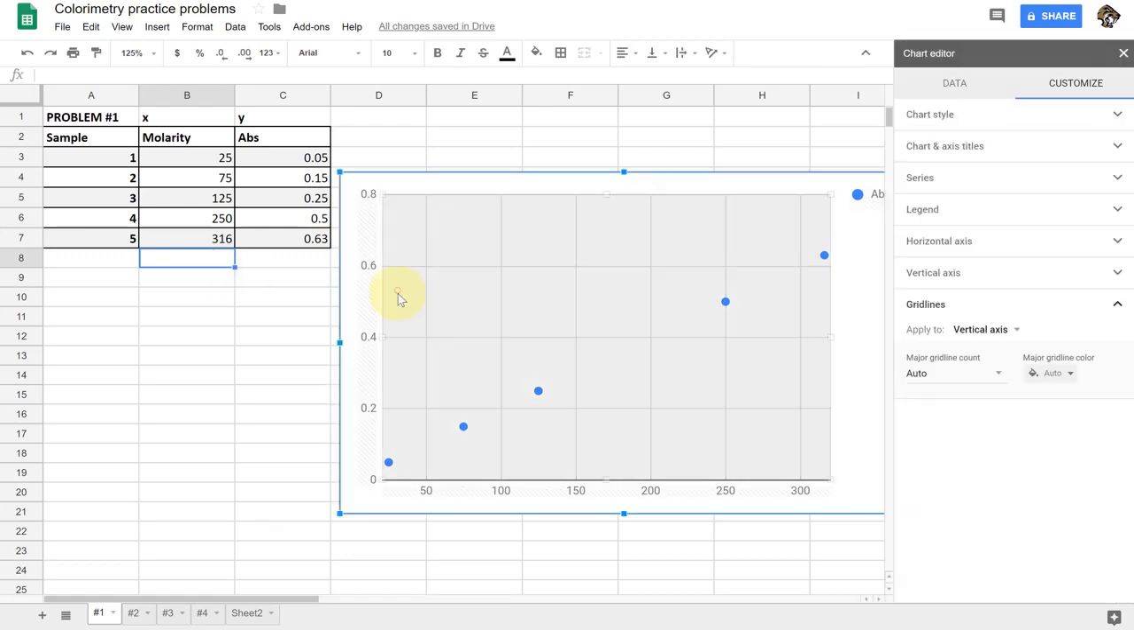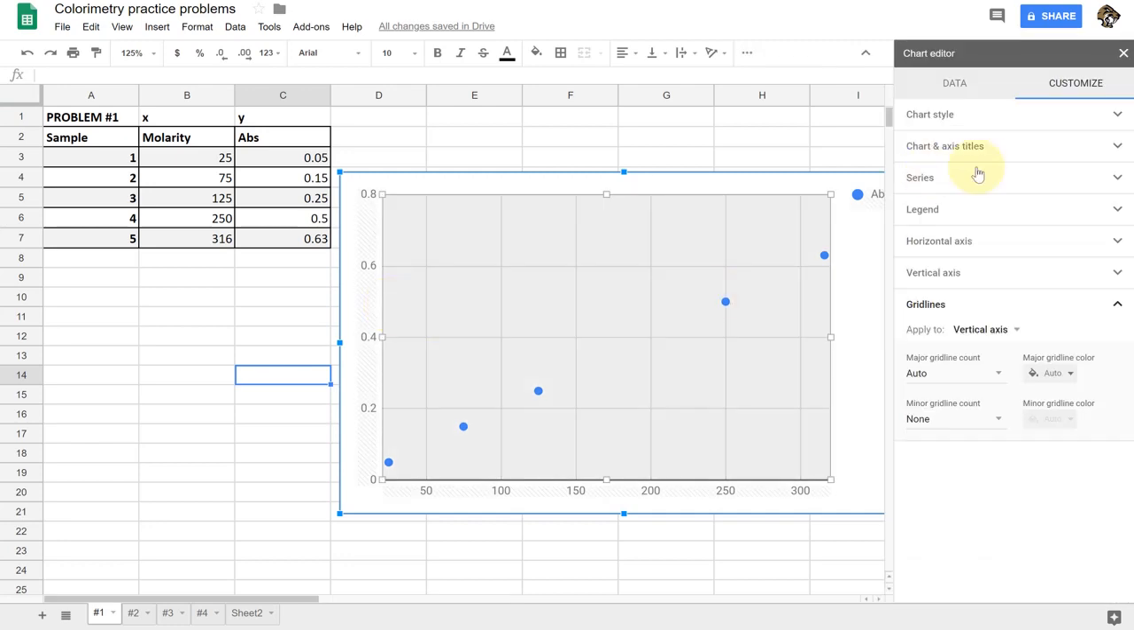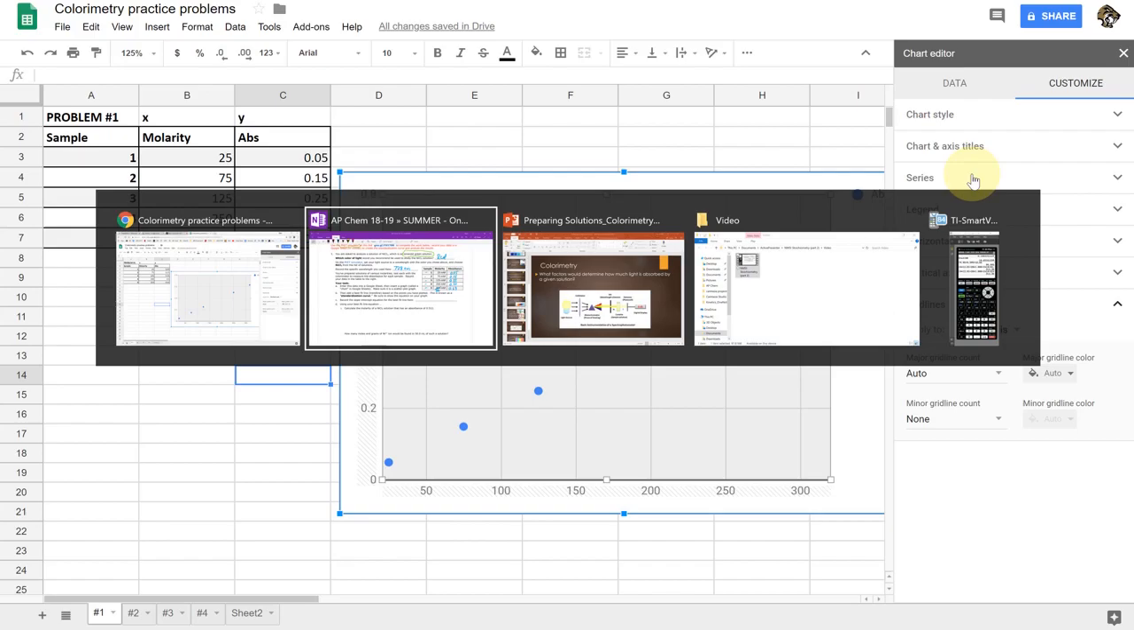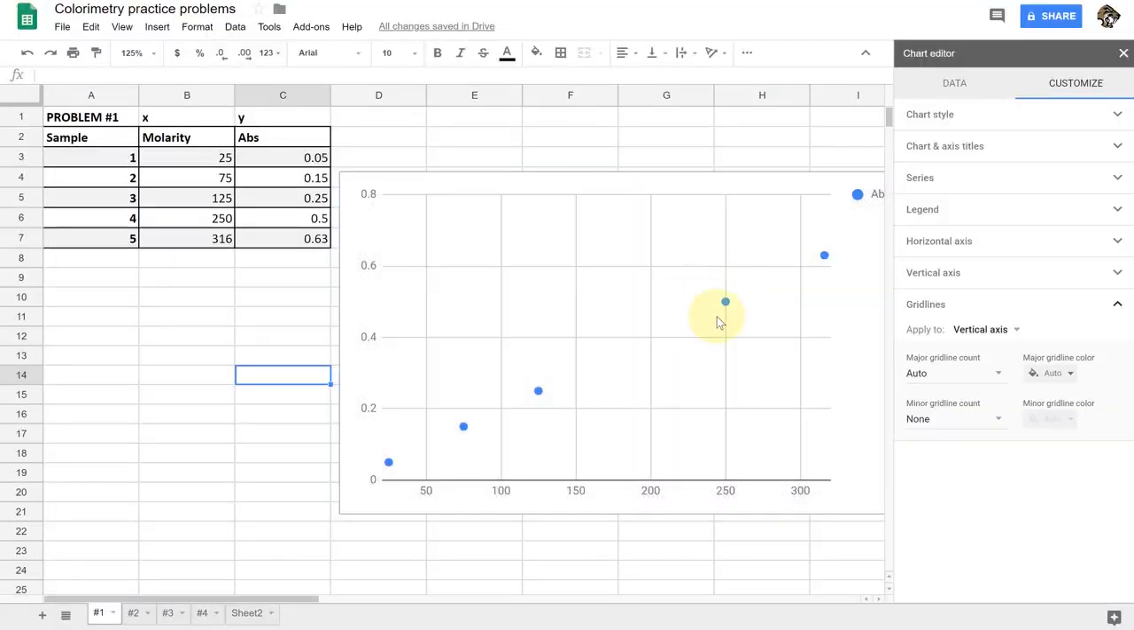On our chart though, okay, and if you lose your little editor bar over here, just double click your chart and it'll bring your editor bar back up. Okay. Now, the next thing we want to do here is on our chart, add a best fit line. And again, Google Sheets has a different name. They call it trend line. So we want to add a trend line to it.